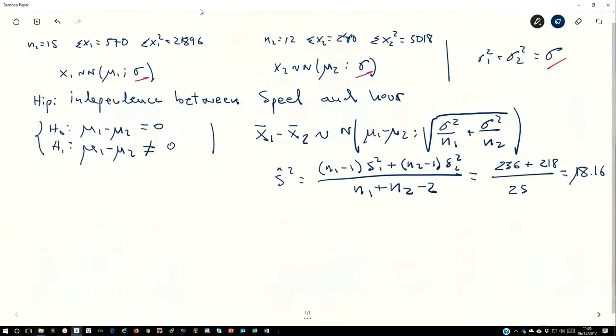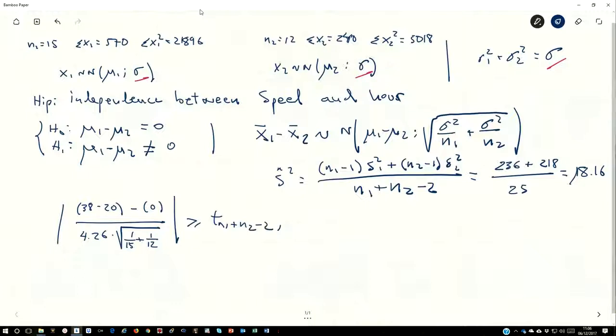and in order to check if this statistic is outside of the region, or is greater and lower at the same time than both critical values, because we have to search in both tails of the distribution, we can compute the absolute value of the statistic, that is the difference between our sample means, 38 minus 20, less the difference between both parameters under the null hypothesis, that in that case is 0, divided by the standard deviation, that is equal to 4.26 multiplied by the square root of 1 divided by 15 plus 1 divided by 12. In absolute terms it is equal to 10.9.